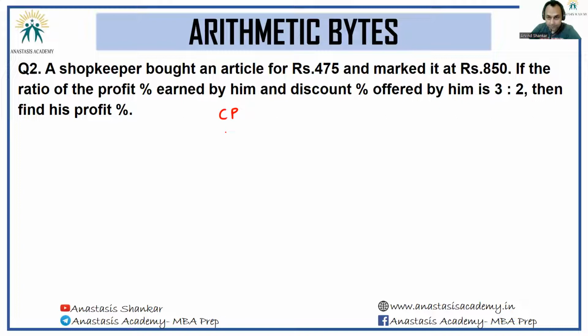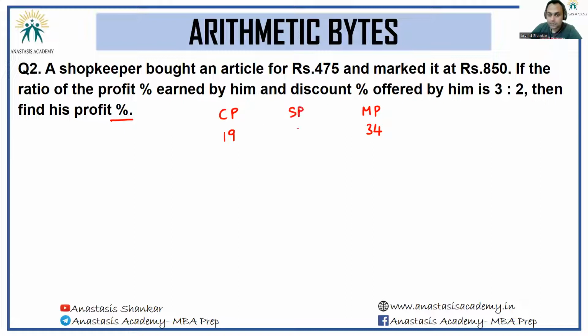Let's say his CP was 475 and marked price 850. I don't really like 475 and 850. 15 is common. No? Okay. So let's say his CP was 19 and his marked price was 34. Why I'm doing that is, finally, we need the profit percentage only. We don't really need the precise number. I'm not fond of huge numbers. So I'm directly going ahead and writing it as CP is 19 and MP is 34.